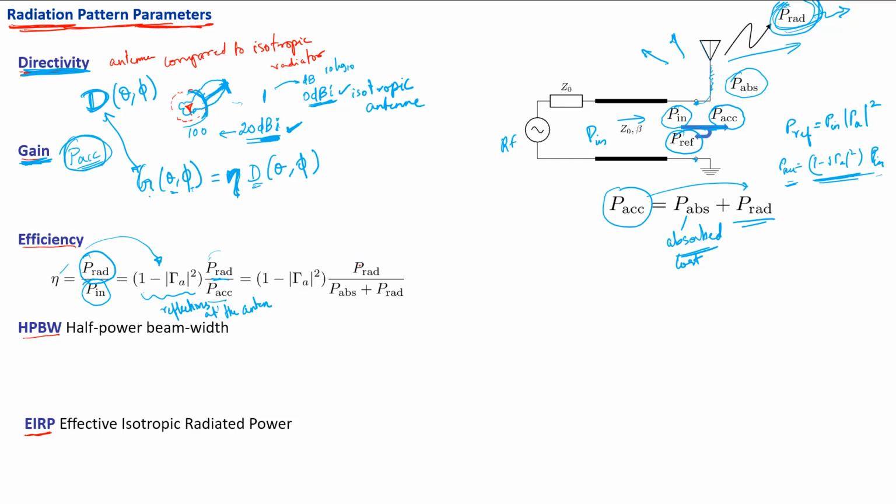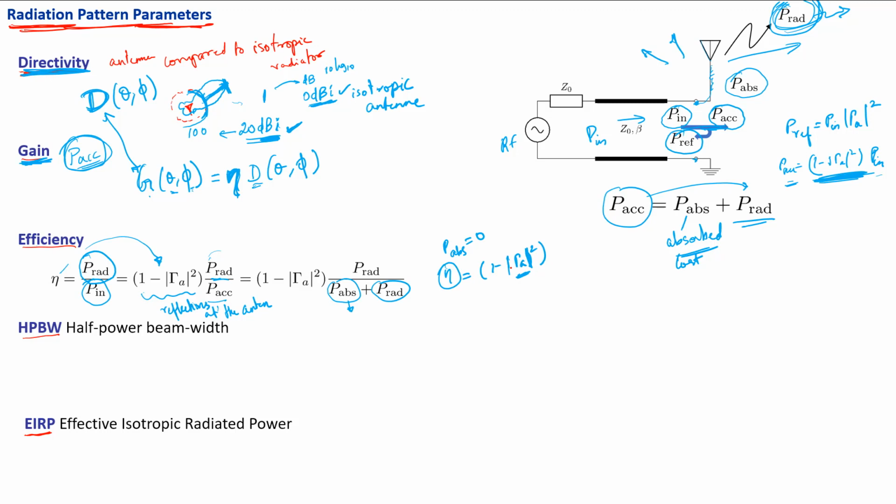So the accepted power, as before, has both the absorbed and the radiated power. If the absorbed power is 0, that means there are no losses in the antenna. That means the efficiency, if the absorbed power is 0, is going to be 1 over gamma A square. Essentially, whatever is being accepted is going to be radiated. So the efficiency is dictated by how much the antenna accepts, and how much the antenna accepts depends on its return loss, the reflection coefficient gamma A.